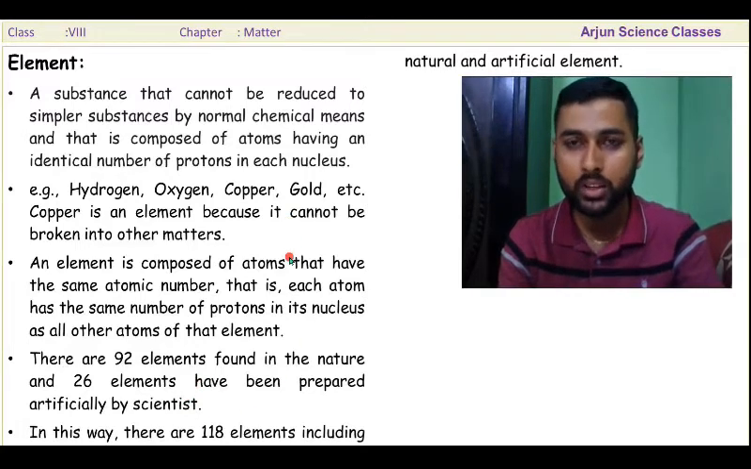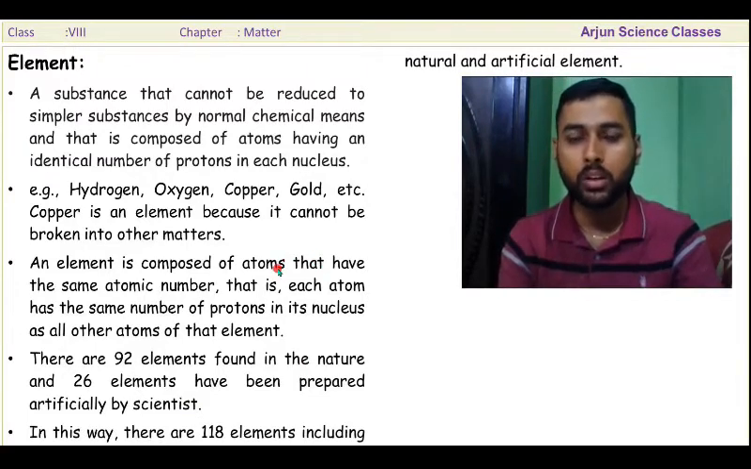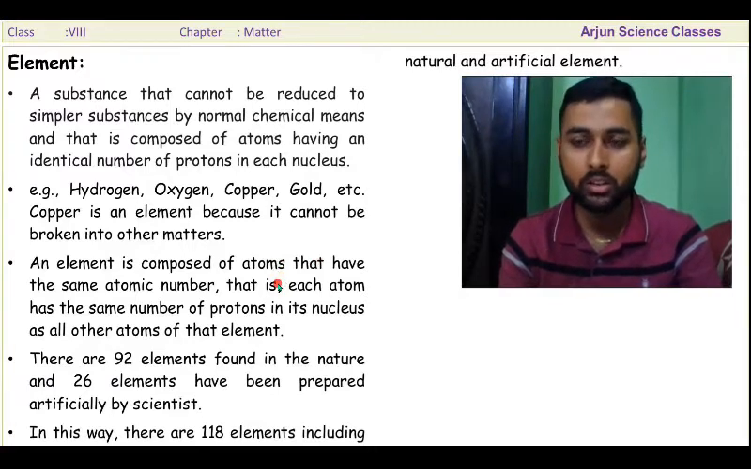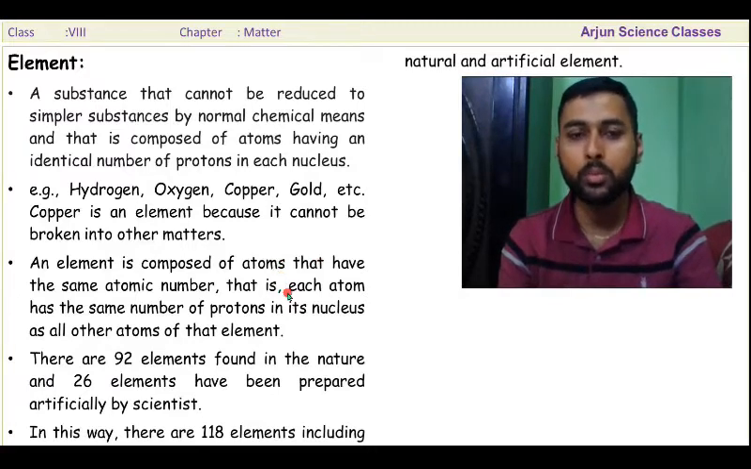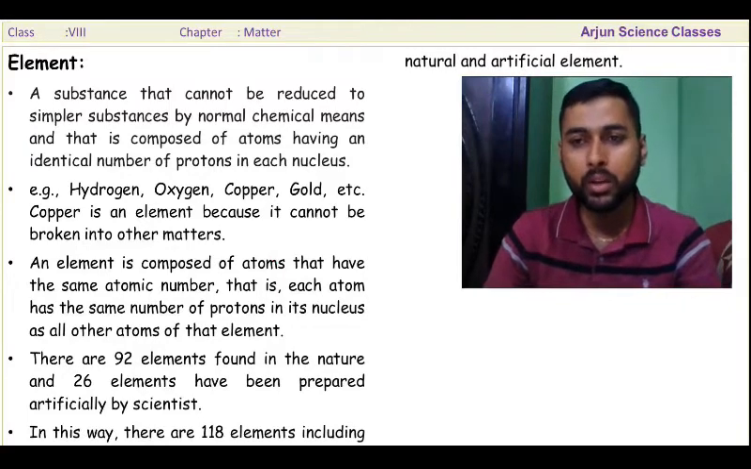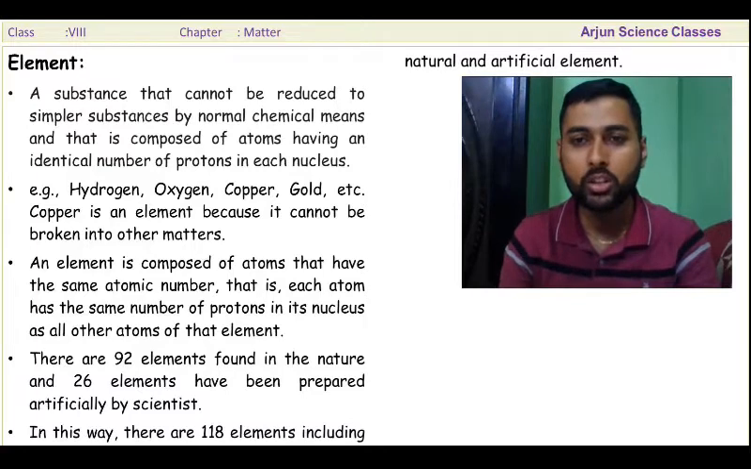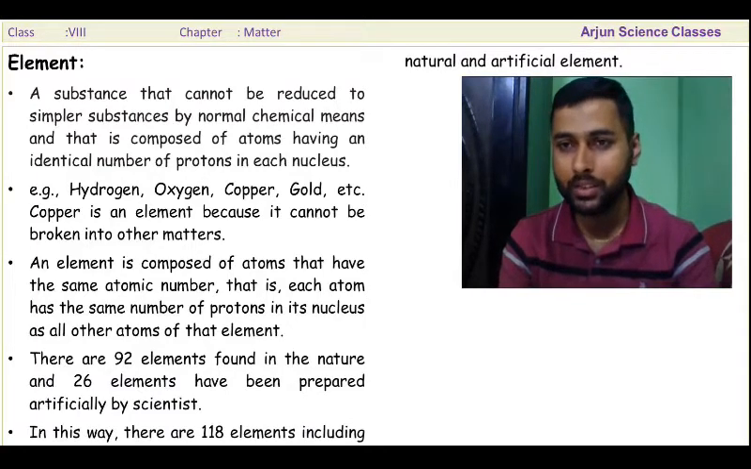Elements are what? Pure substances that cannot be reduced into simpler forms. For example, gold, copper. All the atoms of an element are the same, identical, having the same number of protons. There are 92 elements found in nature, and 26 elements have been prepared by scientists artificially. Altogether there are 118 elements, including both natural as well as artificial.